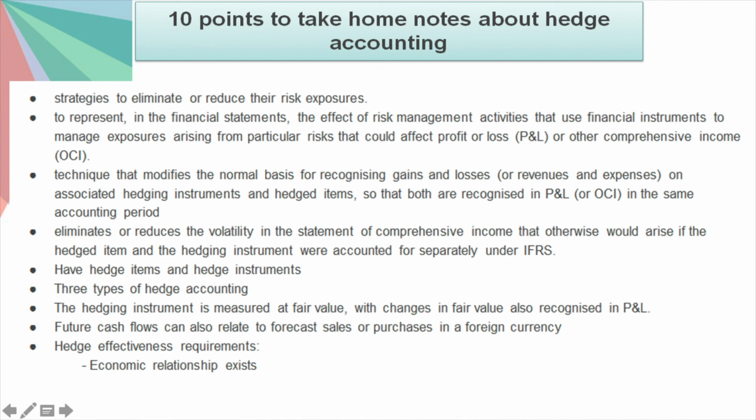Next, eliminate or reduce volatility. Have hedge, which is they have two, hedged item and hedge instrument, and have three types of hedge accounting, which is fair value, cash flow, and net investment in foreign operation. And the hedge instrument is measured at fair value and recognized in P&L. Future cash flow can also relate to forecast sale or purchase in foreign currency. And hedging effectiveness requires, for example, that an economic relationship exists.